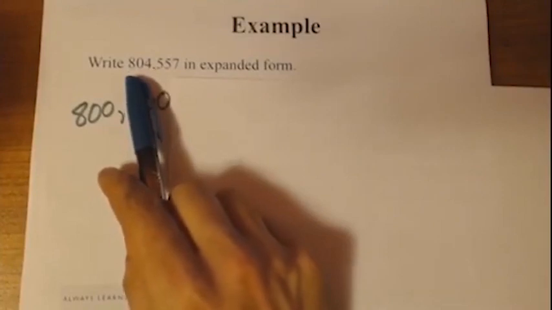So go ahead and we're going to write 804,557 in expanded form. To get you started, first, we have an 8 with 1, 2, 3, 4, 5 zeros after it. Or we can think of it as the 8 is in the 100,000 spot. So that's 800,000.